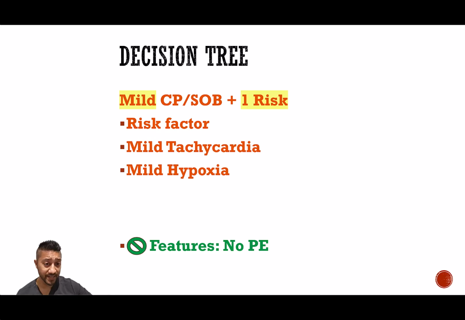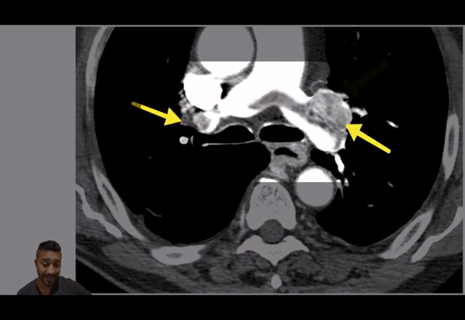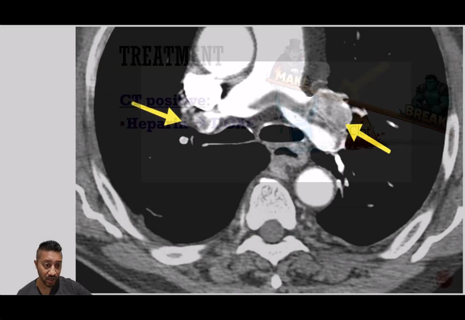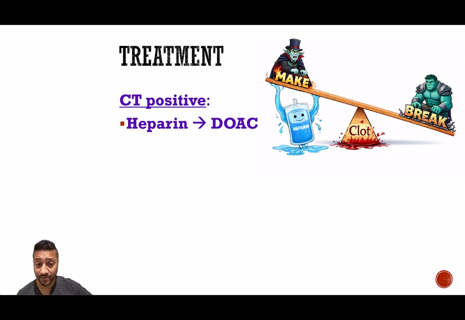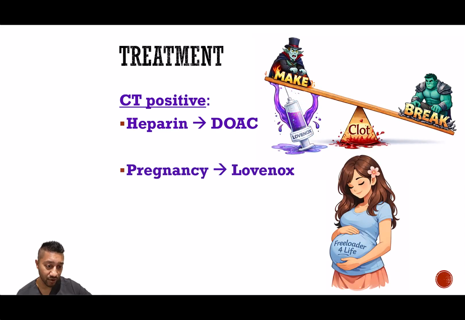If you do end up getting a CT on your patient and it shows a pulmonary embolism, then the next step is to start these patients on heparin and admit them. Now, eventually, they do go home on a DOAC or direct oral anticoagulant like Eliquis or Xarelto. But if you have a pregnant patient, then Lovenox is a much safer option as opposed to these DOACs.